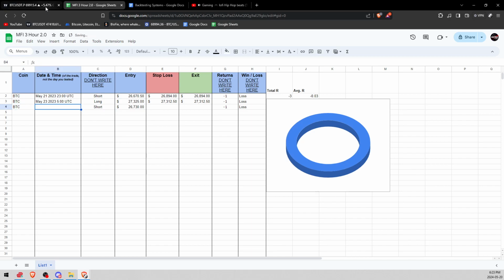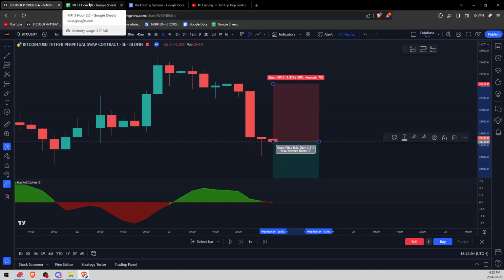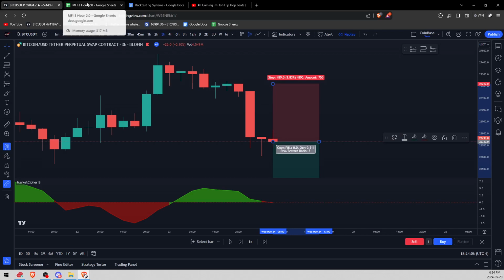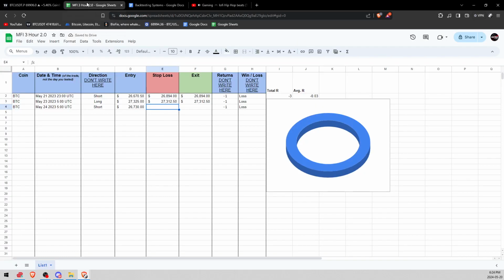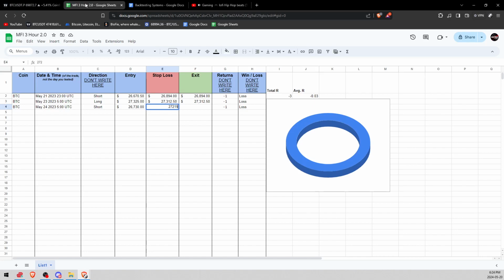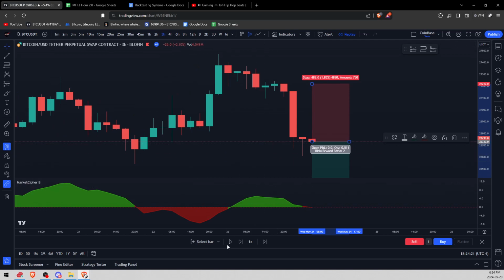Starting to rain pretty well outside now. May 24th at 5 p.m. Okay, and our stop loss is at 27,290. Did I remember that correct? No, 19. Okay, so let's see how this one plays out.